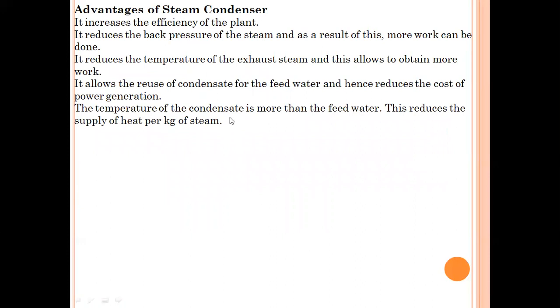Advantages of a steam condenser. It increases the efficiency of the plant. It reduces the back pressure of the steam, and as a result of this, more work can be done. It reduces the temperature of the exhaust steam, and this allows us to obtain more work.